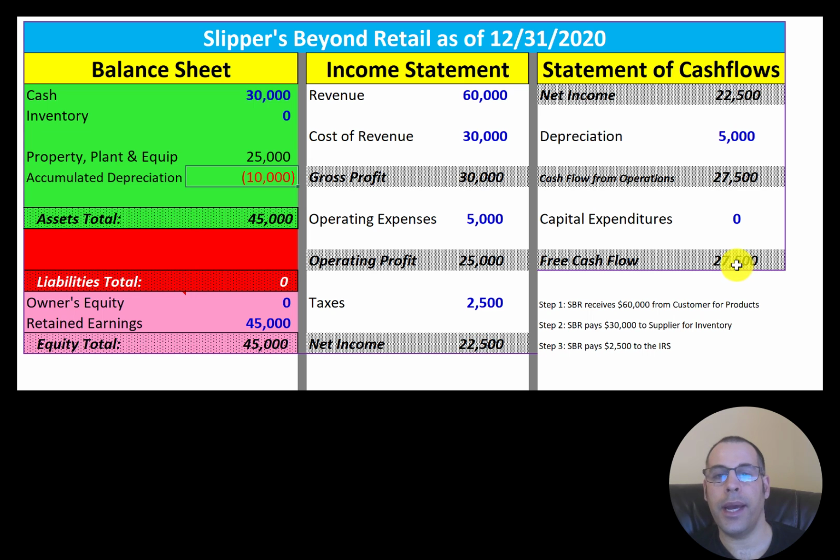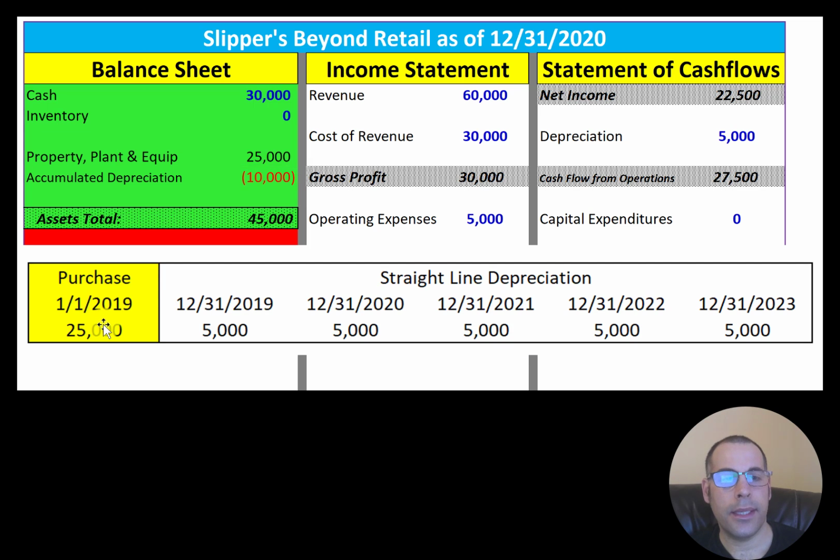Some years, free cash flow will be greater than net income. Other years, it will be less. We purchased the machine in 2019, and we expect it to last 5 years. It might only last 3 years. It might last 10 years. It doesn't really matter. We paid the $25,000 for the machine, and we're going to spread the value of the machine over 5 years. Depreciation is just an accounting measure.